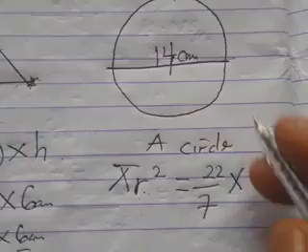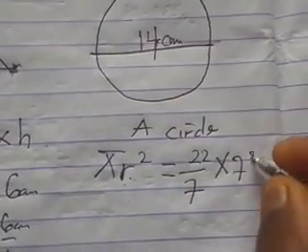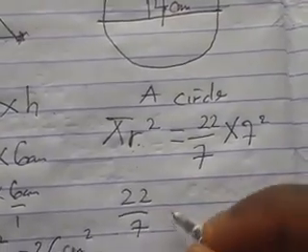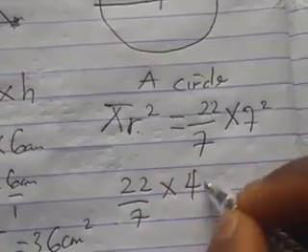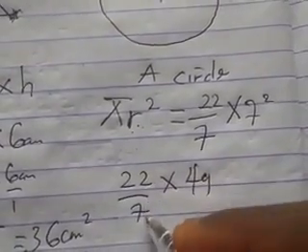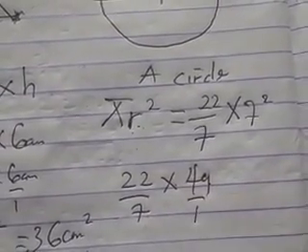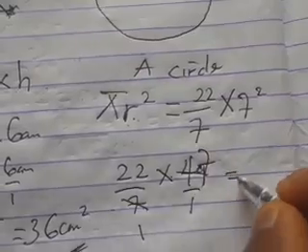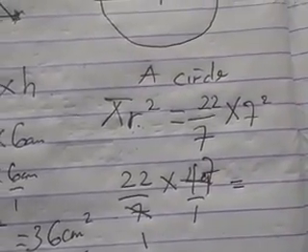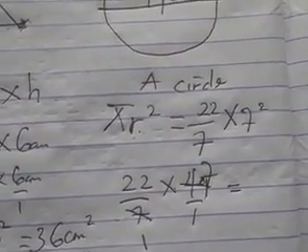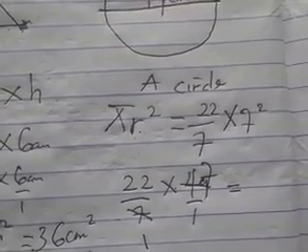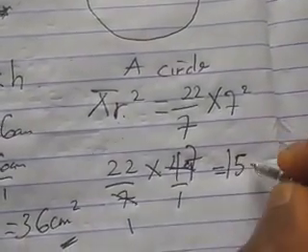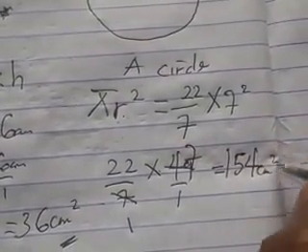Look at this question now. R is diameter divided by 2, which is 7 square. And 7 square means 7 times 7. And 7 times 7 is 49. So you have 22/7 times 49/1. 7 here 1, 7 in 49, 7. So who can tell me what is 22 times 7? Anybody? 22 times 7 is what? 154 centimeter square.